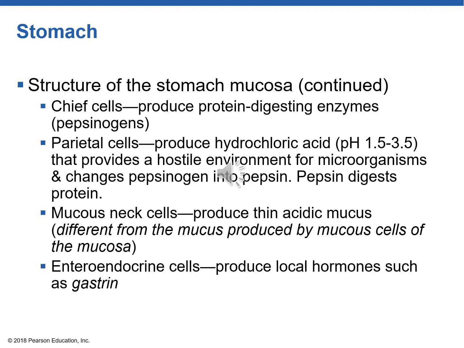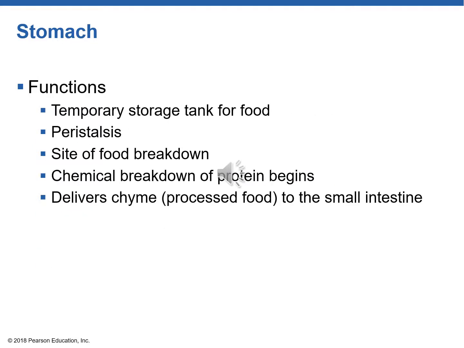The idea of having this acidic area in the stomach is that the stomach acts as a decontamination chamber. In case you eat a microorganism or a parasite, we hope that this acidic environment will kill those types of microorganisms. Okay, mucous neck cells produce acidic mucus, which is different than the mucus cells of the mucosa. And then enteroendocrine glands produce hormones such as gastrin, which is involved with your feelings of hunger and satiety, or fullness. I think we know a lot of these points about the stomach.